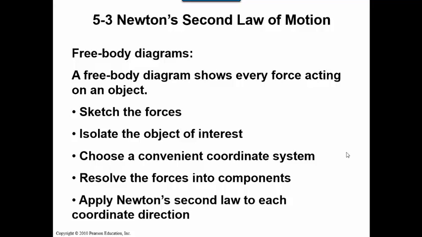That's called choosing a convenient coordinate system. And we draw in the forces, and we make sure that we resolve the forces into its components. And we apply Newton's second law to each coordinate direction.